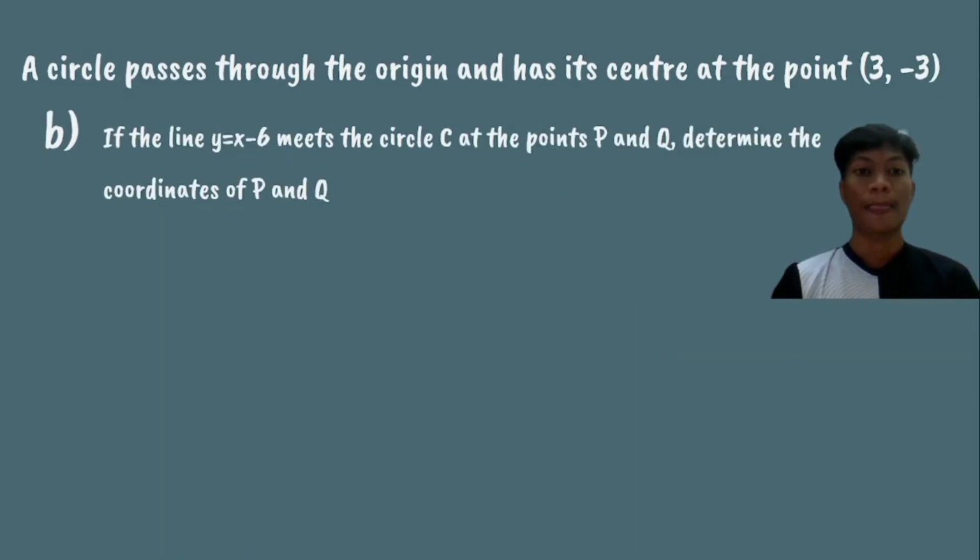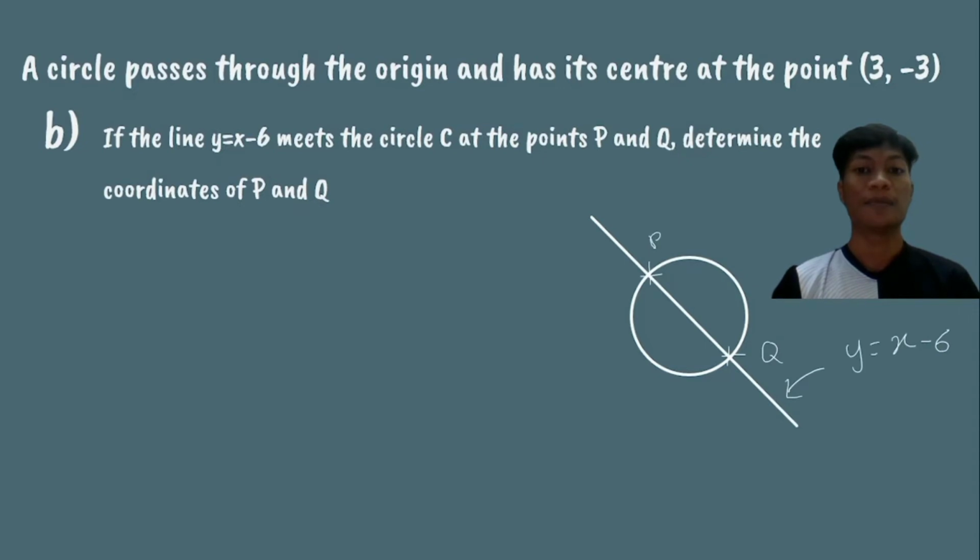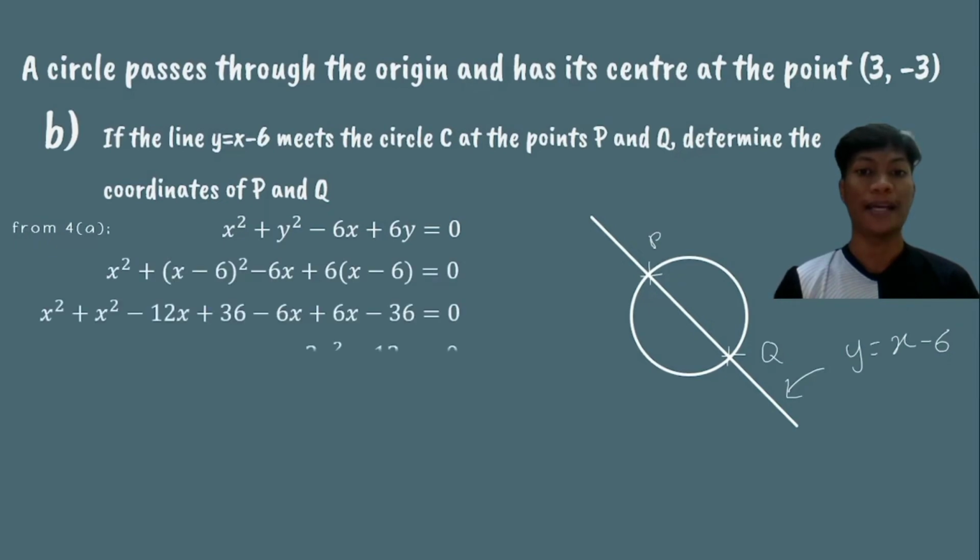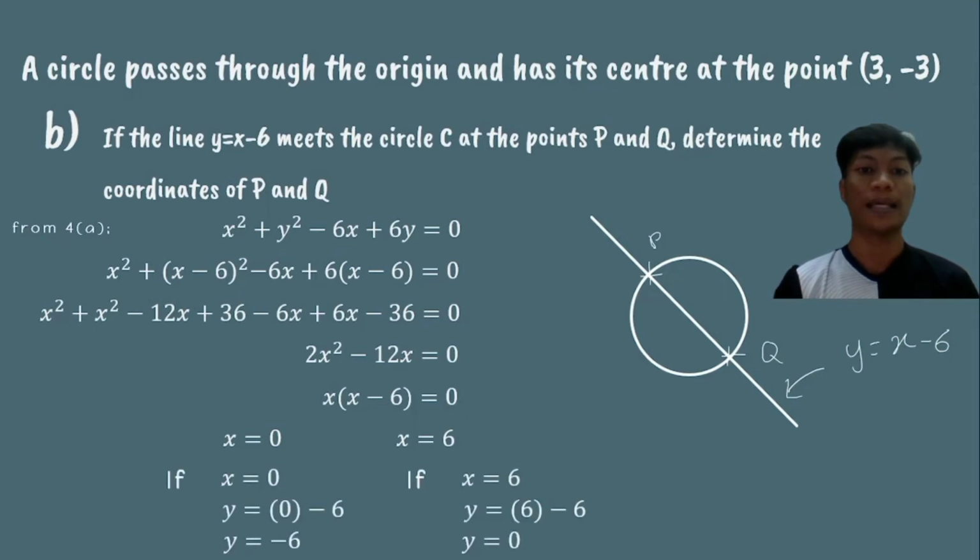For question 4b, given the line y equals x minus 6 meets the circle C at the points P and Q. Substitute y equals x minus 6 into the equation of the circle that we got in 4a. And then we solve and factorize 2x squared minus 12x equal to 0 and get x equal to 0 and x equal to 6. If x equals 0, y equals -6; if x equals 6, y equals 0. Thus P and Q are at points (0, -6) and (6, 0).